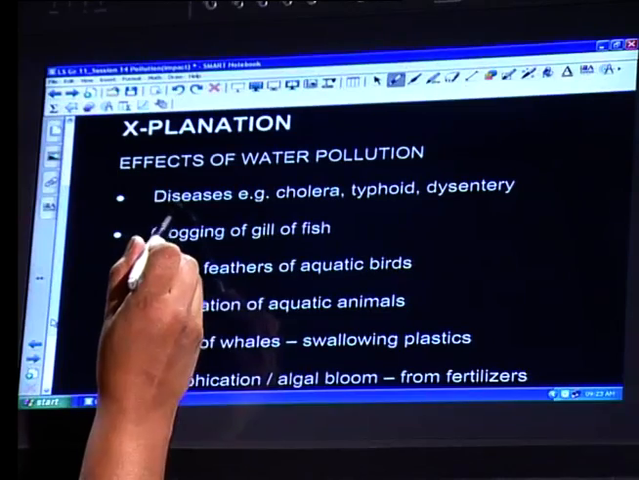We now go on to the effects of water pollution. Right. Diseases.